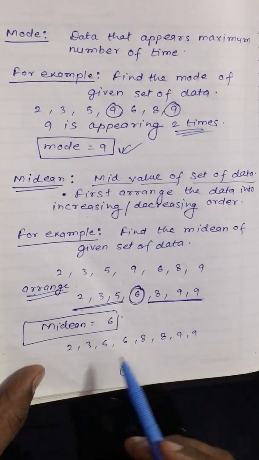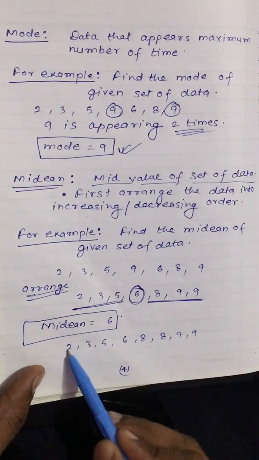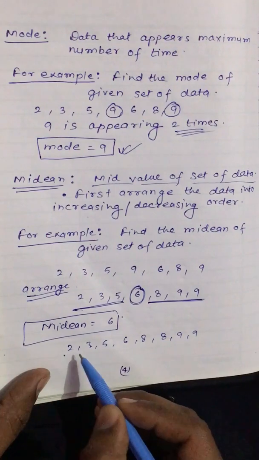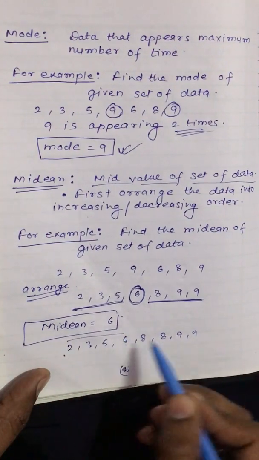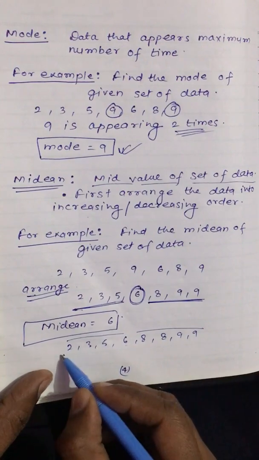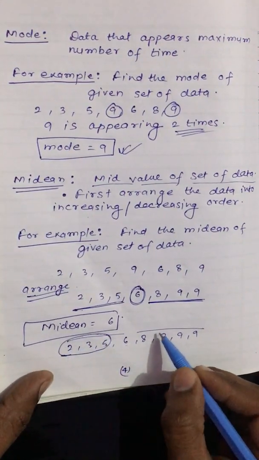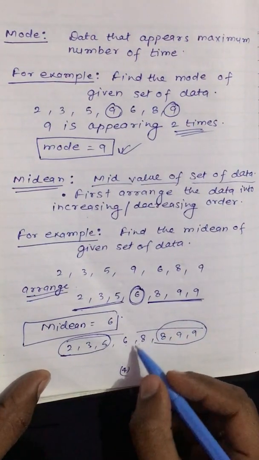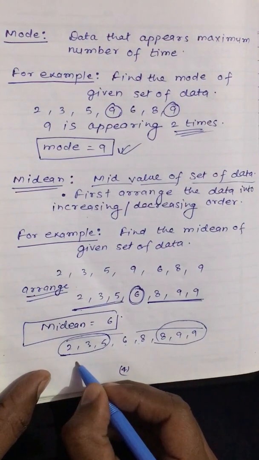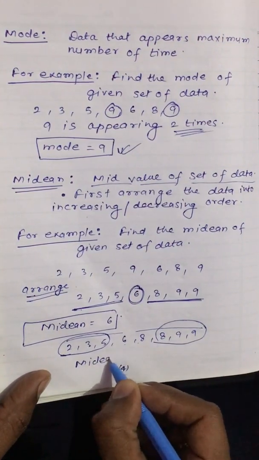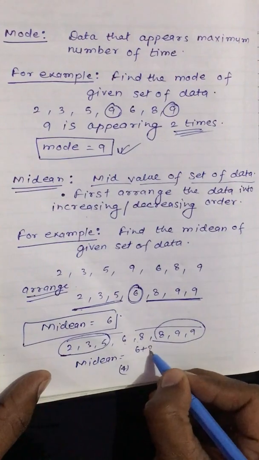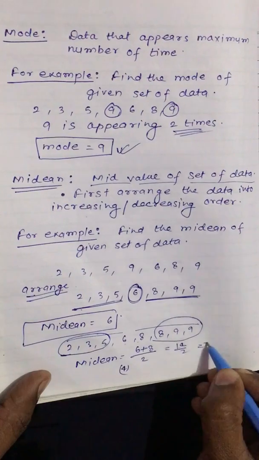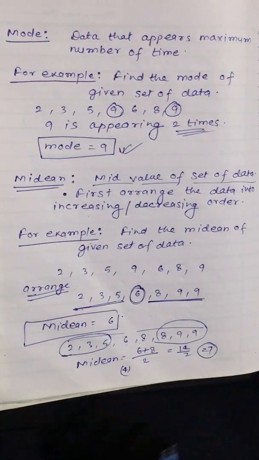But suppose I'm arranging data given as 2, 3, 5, 6, 8, 8, 9, 9. How many data do we have? 1, 2, 3, 4, 5, 6, 7, 8. In this case, we have 4 and 4, so there is no middle. So in this case, what are you going to do? You're going to take 3 here and 3 here. Understand? And then you will add them. What will the median be here? Median will be 6 plus 8 divided by 2. That is 14 divided by 2, which is 7. Got it? That's how we find the median.